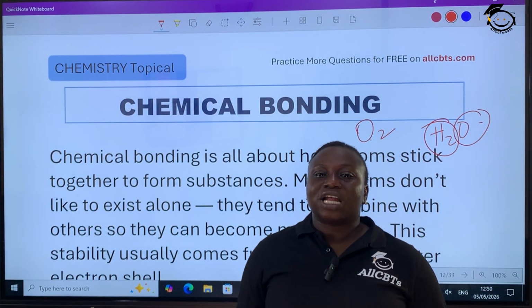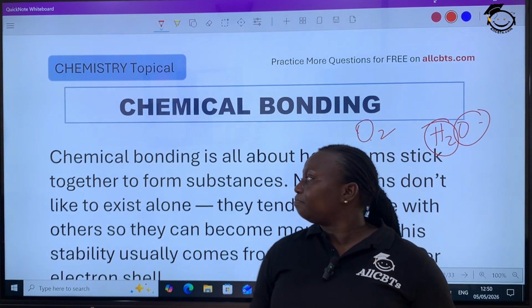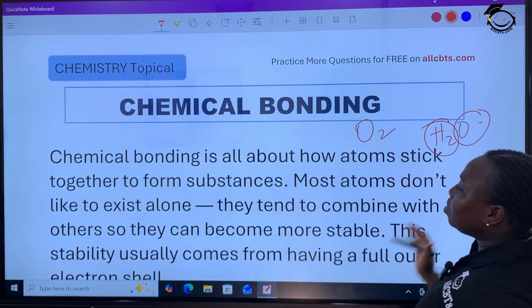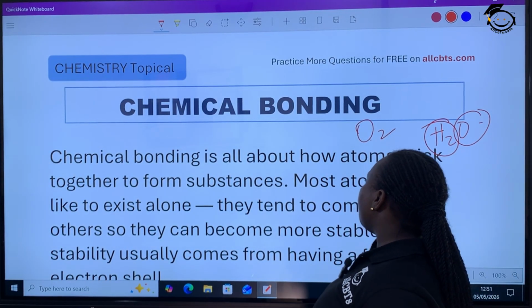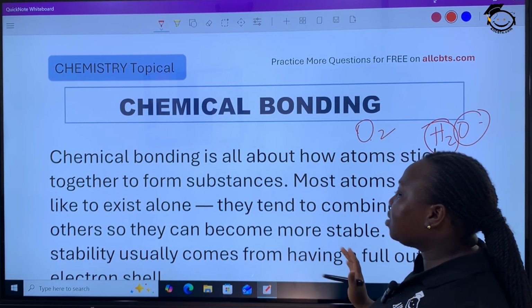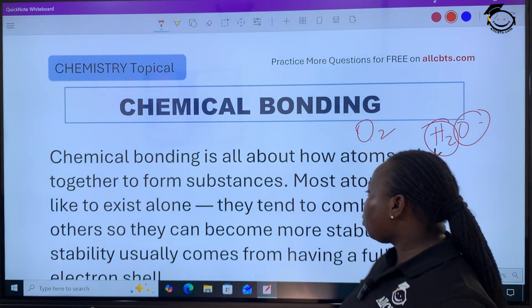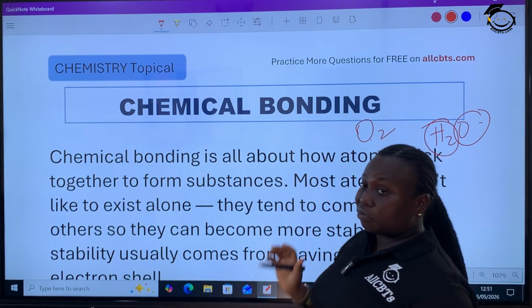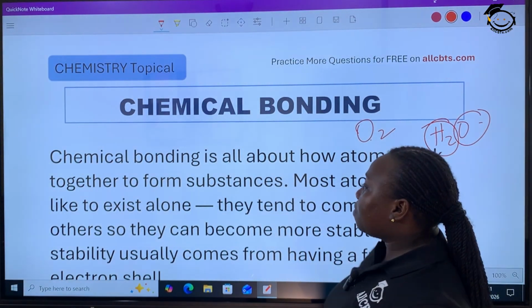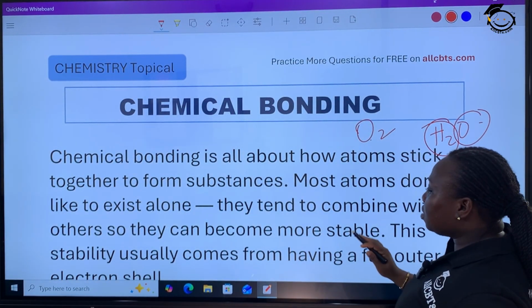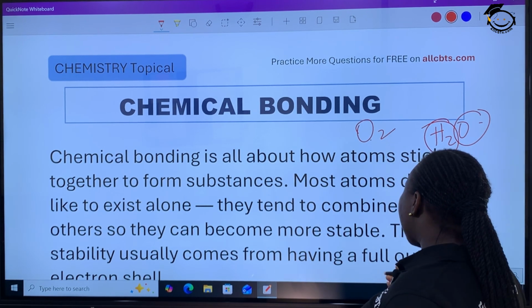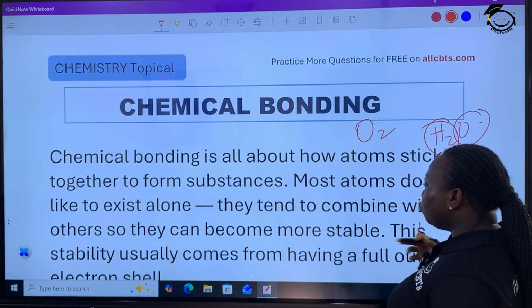Without chemical bonding, everybody will cease to exist. So chemical bonding is all about how atoms stick together to form substances. Most atoms don't like to exist alone. They tend to combine with others so they can become more stable. Now, this stability usually comes from having a full outer electron shell.